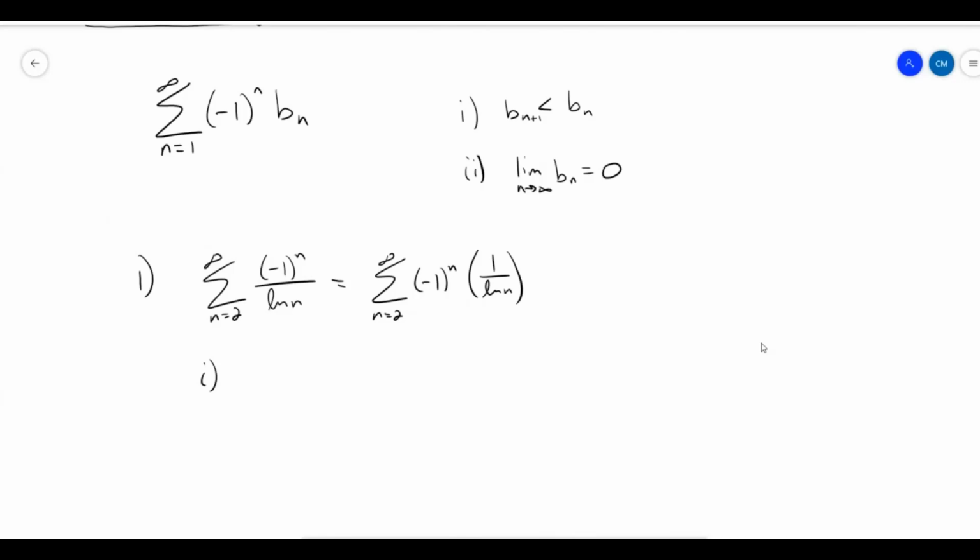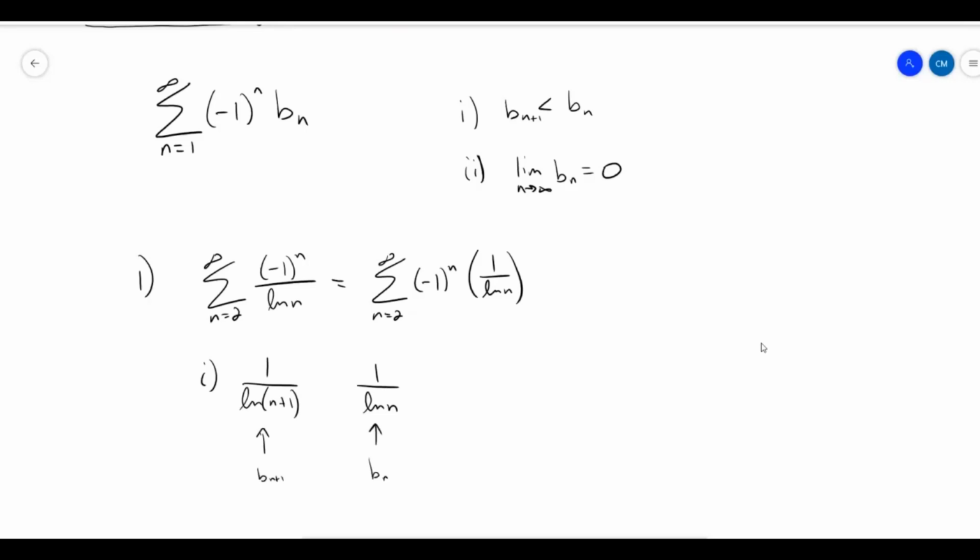b_{n+1} is less than b_n. Well, what's b_{n+1}? It's just what you get when you replace n with n+1. So do that, replace n with n+1, and then don't do that, just do that. So this is the b_{n+1} term here, and this is the b_n term right here.